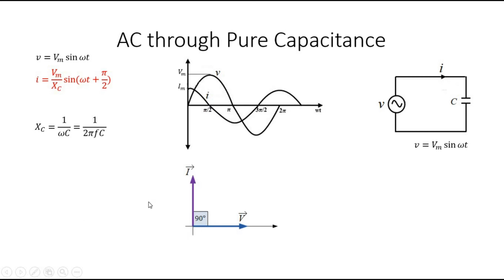Again we can write the equation as vector V equal to V angle 0, where V is the RMS value of the voltage, Vm by root 2. The magnitude of I is the maximum value of the current Vm by root 2 by Xc, so it is V by Xc, and the angle is 90 degrees. It is leading, so it is plus 90 degrees. So here the current is leading the voltage by 90 degrees. In a pure capacitive circuit, current leads voltage by 90 degrees.